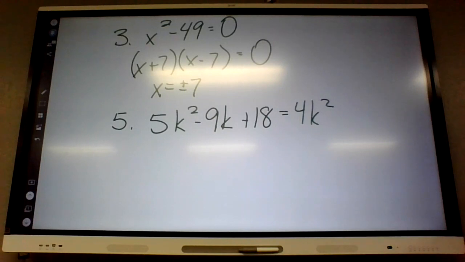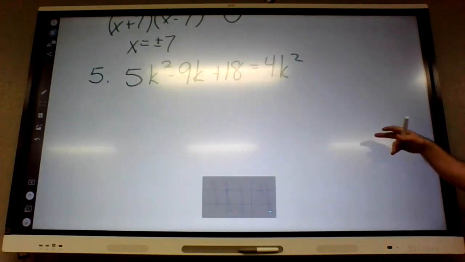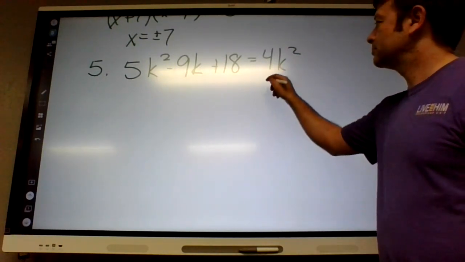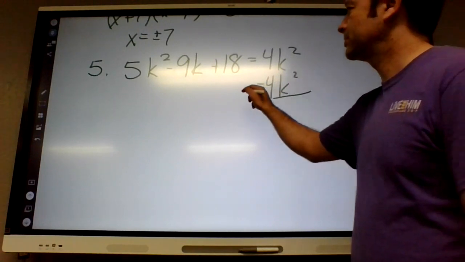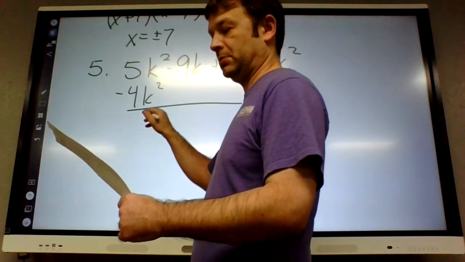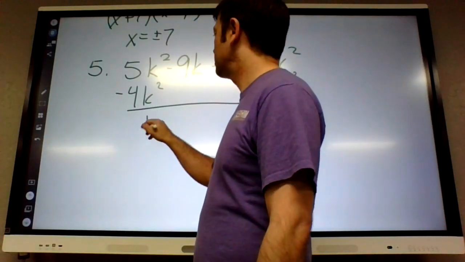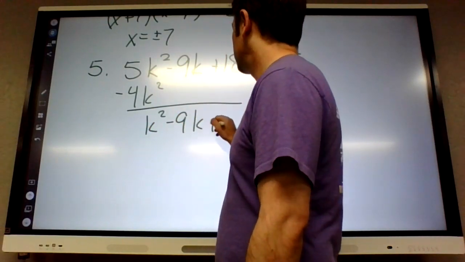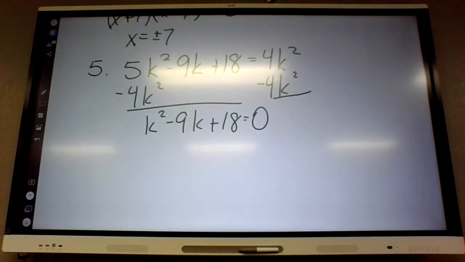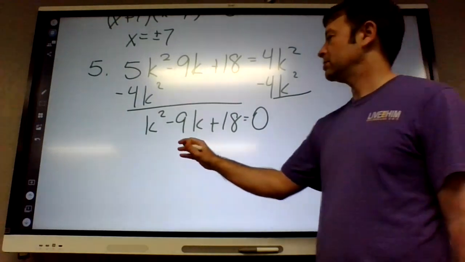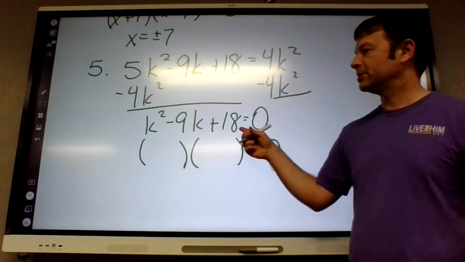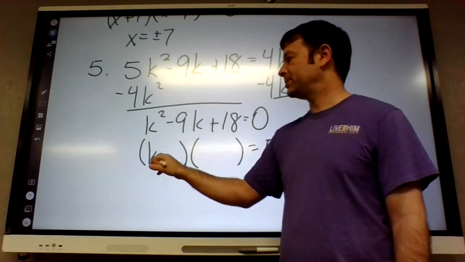Evergreen. Okay, Leo, what should we do first on this one? Subtract 4k squared. Now what? Now we subtract. What multiplies into 18 that also adds up to negative 9? Negative 3, negative 6.